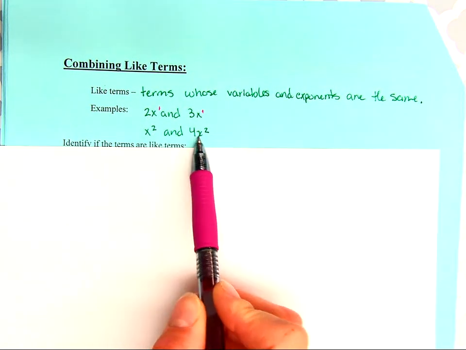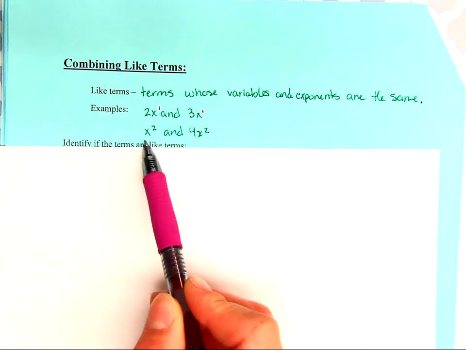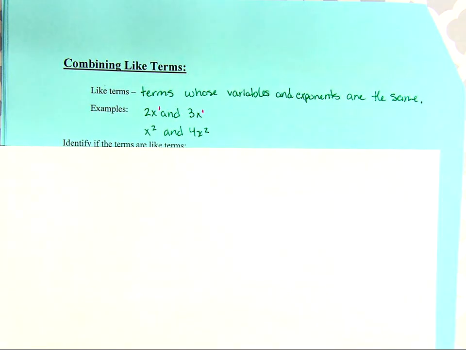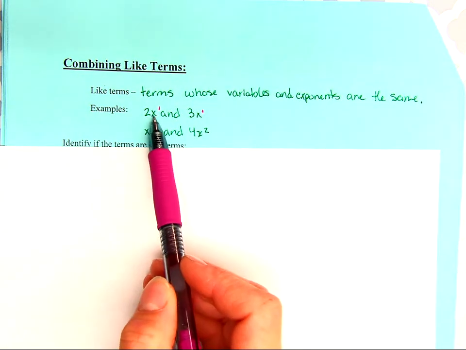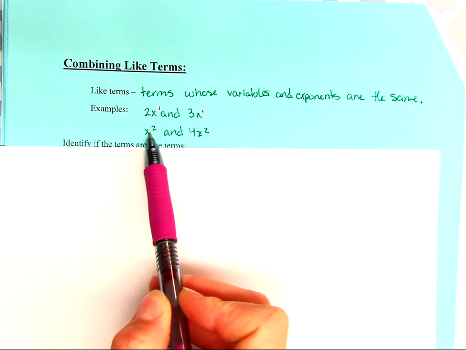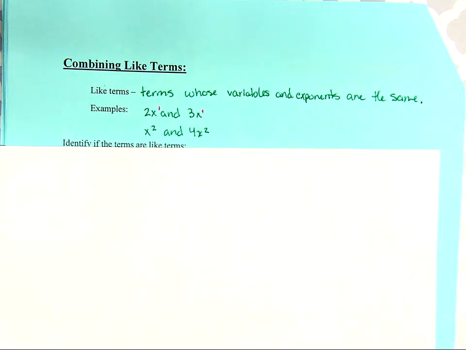So here's an example with a different type of exponent. These are still like terms. They have the same variable, same exponent. For the most part, we will be dealing in this unit with exponents of 1, but later in the year we will see like terms with other exponents.